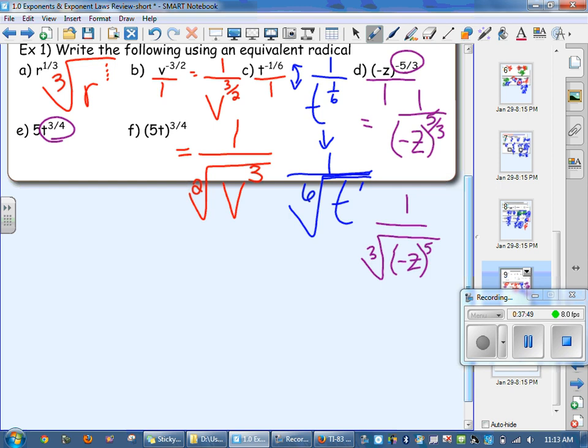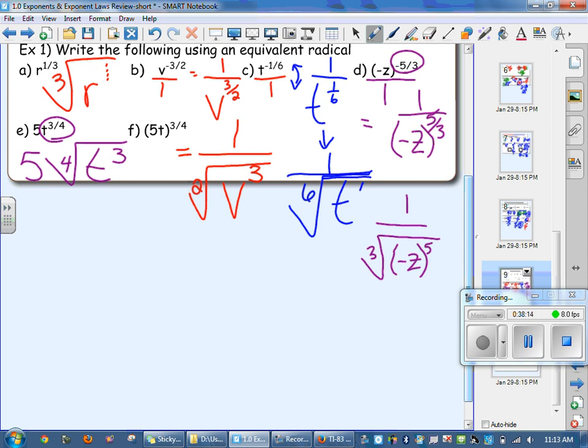Letter F is done differently than letter E because the 5 and the T are in brackets, which means they are the base together. So they will be underneath where this T cubed is. They go together this time. So on letter F, I'm going to get 4th root of 5T, and yes, they're in brackets, cubed.